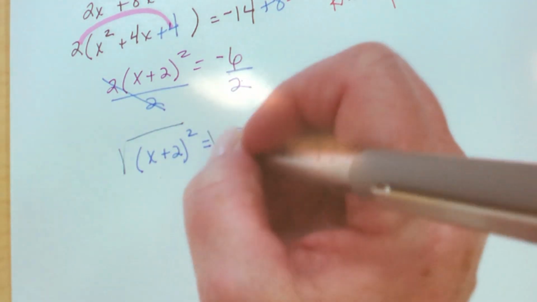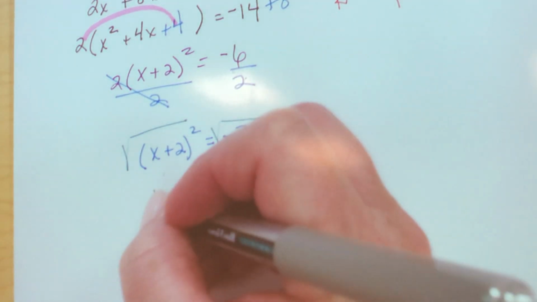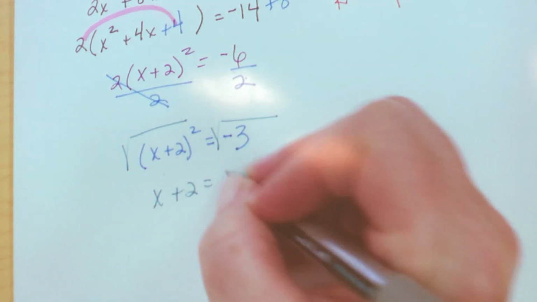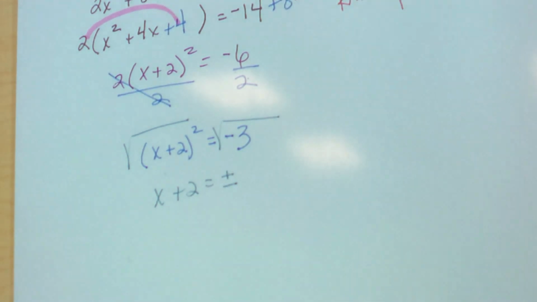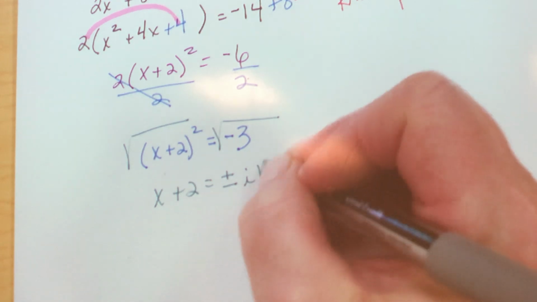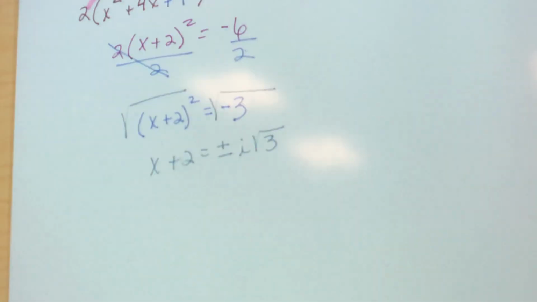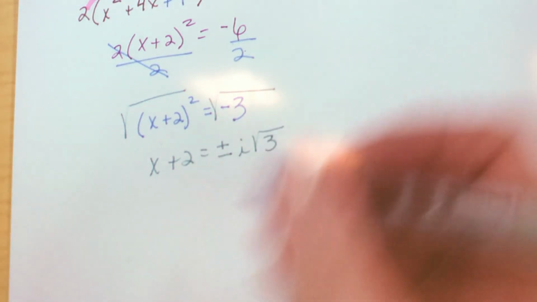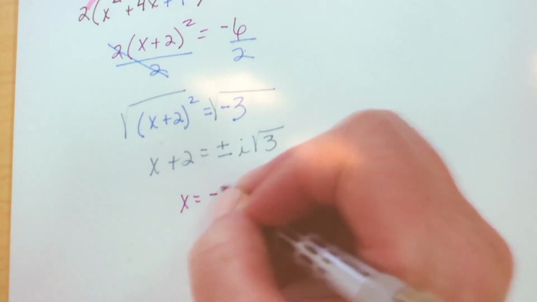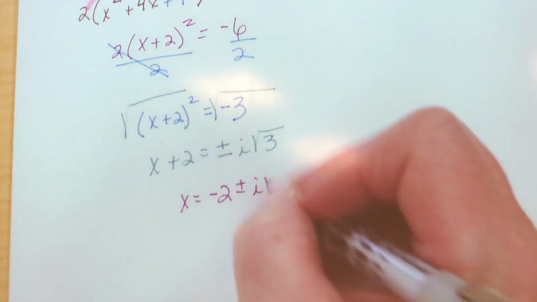So square root, x plus 2 is equal to plus or minus. Uh-oh. Is there a perfect square in 3? No. But what do you have to do? You've got to take that i out, people. So it's i square root of 3. Oh, my gosh. I'm telling you, people, the stuff I'm teaching you, we're fixing to use. It's not for nothing. So I'm going to bring that little 2 over there. Negative 2 plus or minus i square root of 3.